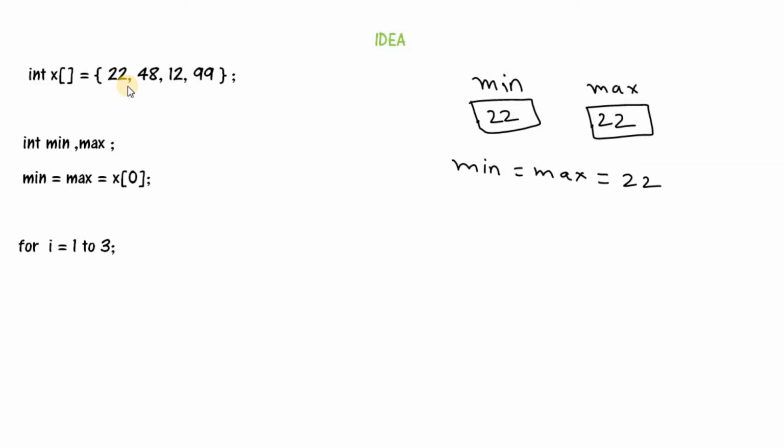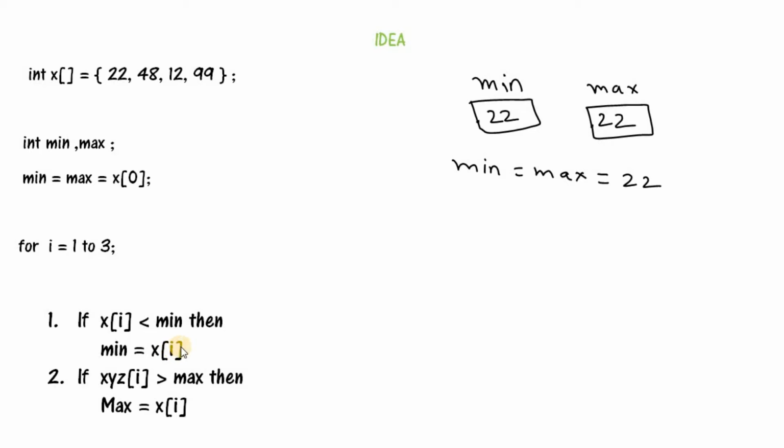Also, it is important to note that this is not the actual program. I am writing this program in a casual way. That is, instead of writing the for loop in actual C syntax, I am just writing it in a casual way. This for loop runs from 1 to 3. We just want to understand the basic idea, so at this point, we should not focus on the syntax. In this for loop, we basically have two steps.